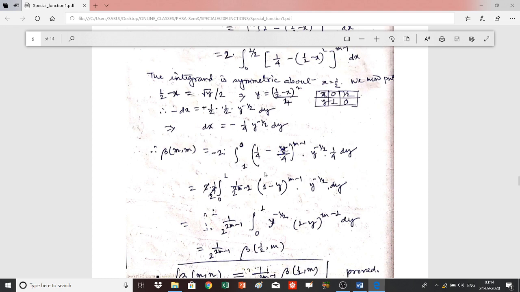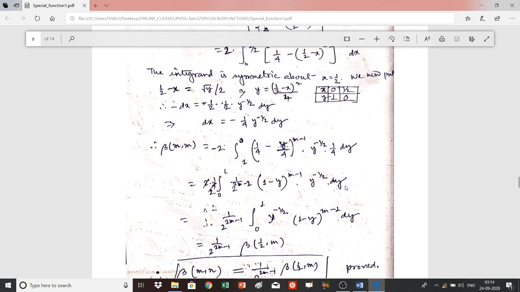And then 1 by 4 is here, then 0 to 1, and from here 2 is a common term, and you can write 2 square. For me it is 1 by 4 and it is 1 by 4. So 2 square, and then if you take this 1 by 2 outside this term, then that will give you 1 by 2 to the 2m minus 2. Okay, no problem here to understand. Then 1 minus y to the m minus 1, y to the minus half dy.